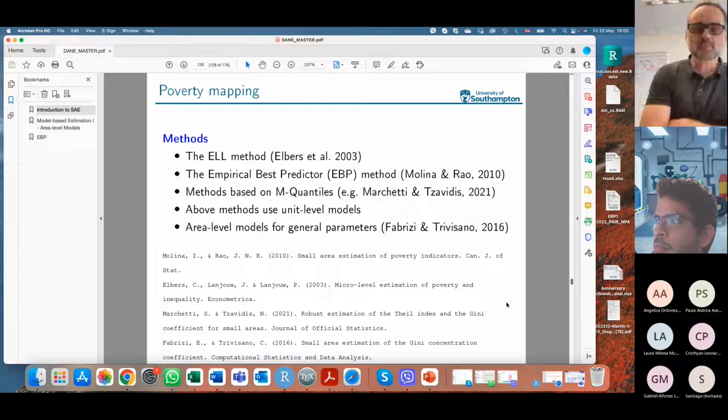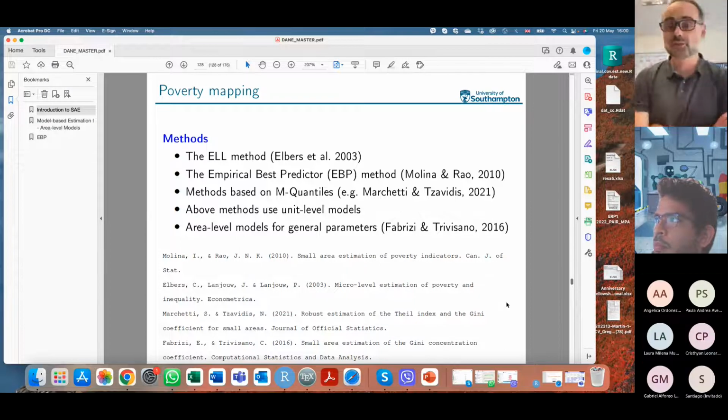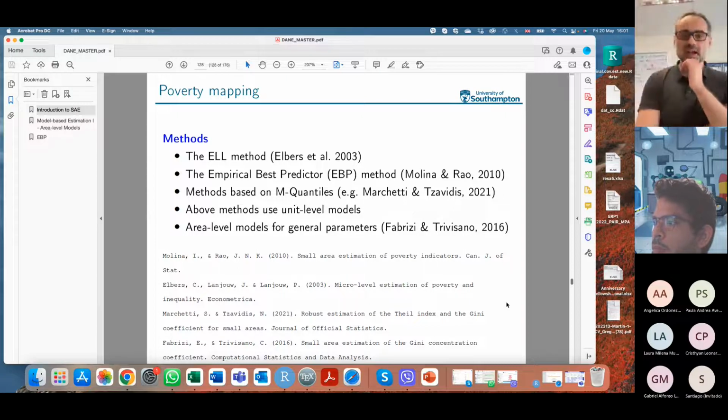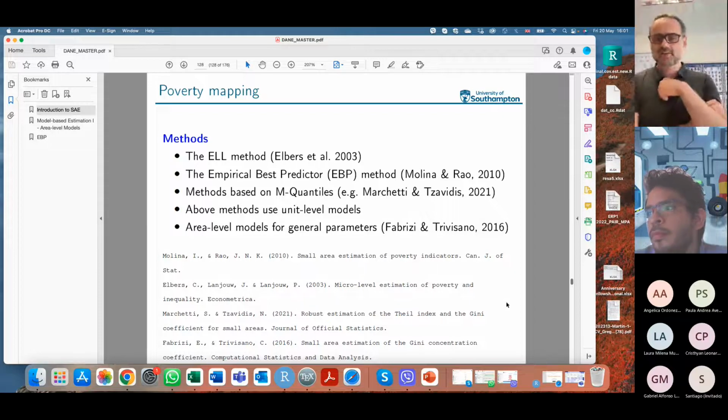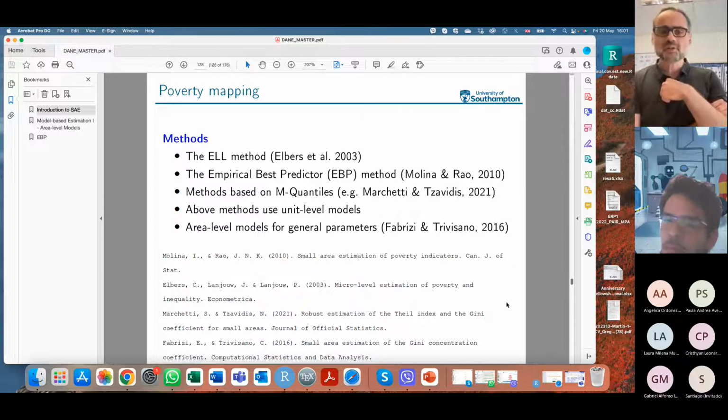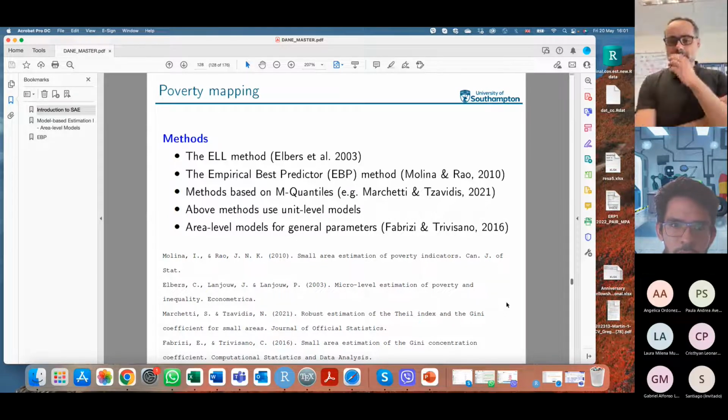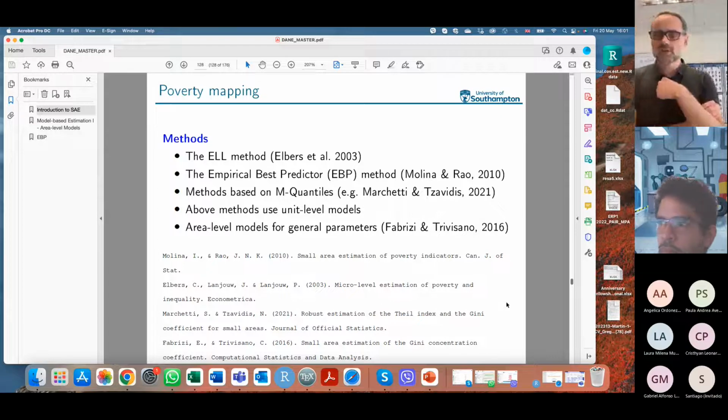So poverty mapping methods, I'm going to focus on the first two in this training. That's the method by Elbers et al., the ELL method, as it is going to be abbreviated, and that method is described in a paper in Econometrica in 2003, and it has been a very popular method, especially in applications around the world. And the second method I'm going to describe is the empirical best predictor, or EBP method, that was proposed by Molina and Rao in 2010.